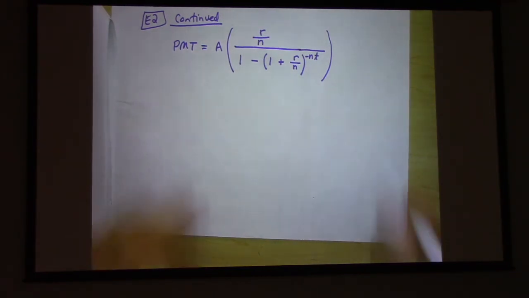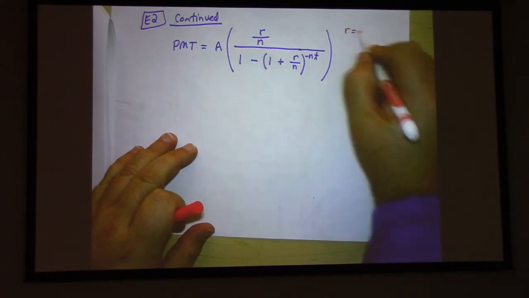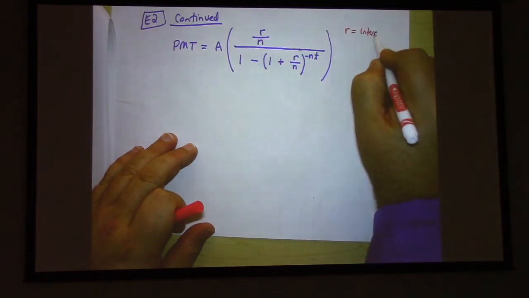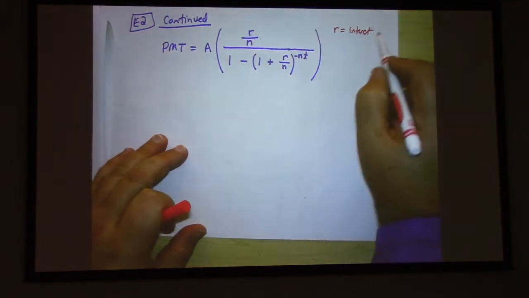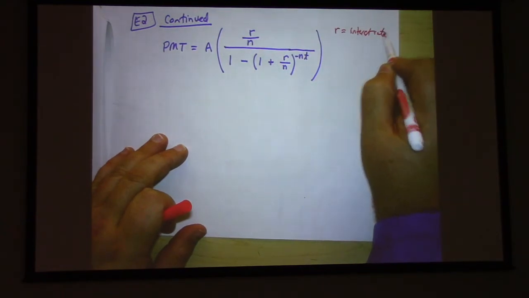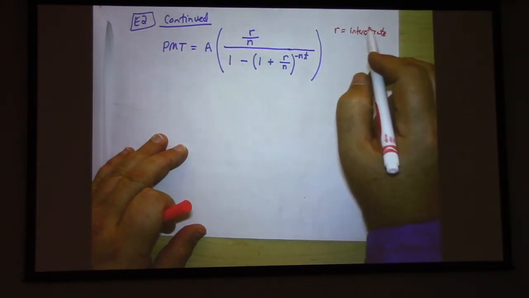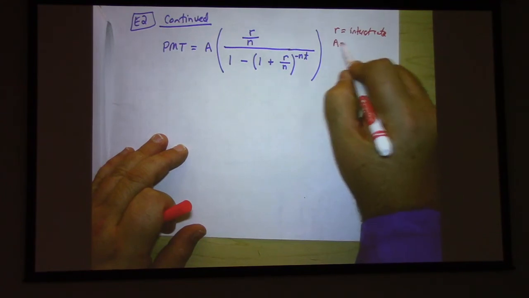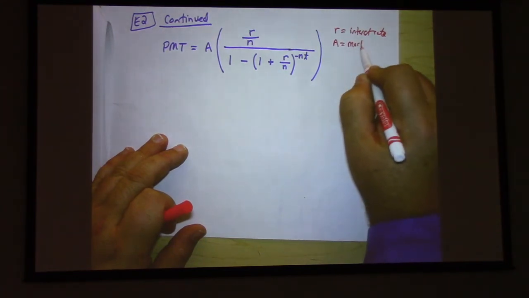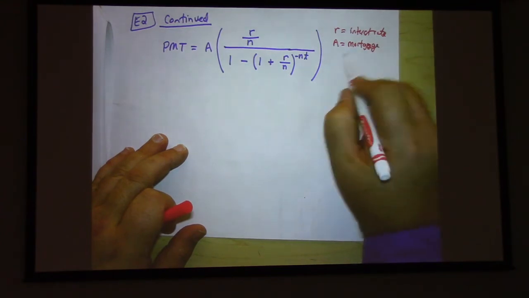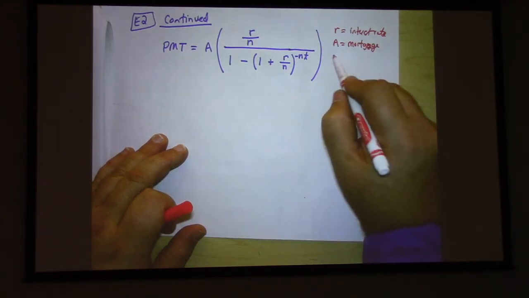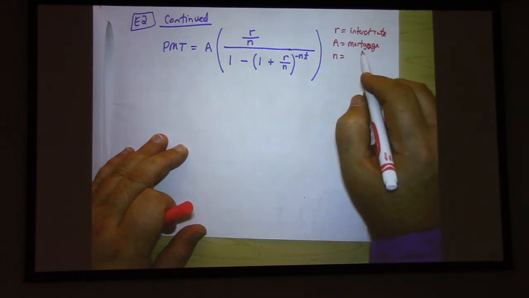So here, R equals interest rate. Sorry, my handwriting is cramped there. A is the mortgage amount. Let's see here, what else was there? N was the number of payments per year.